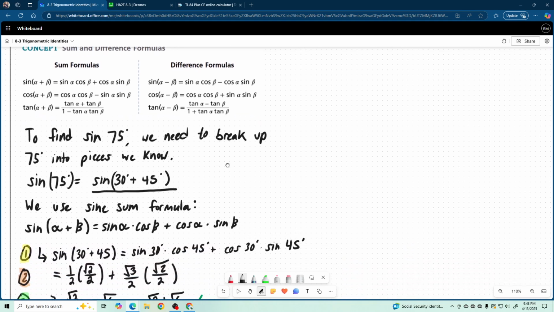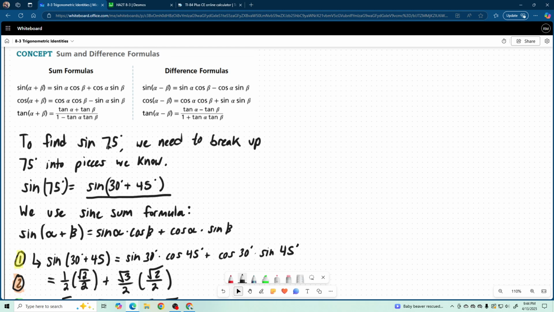All right, so the way to look at this is, in order to find sine of 75, we need to break up 75 degrees into pieces that we actually know. And if we think on a unit circle, there's a bunch of different degrees that we know, right? So if we just quickly draw a unit circle over here, we're mostly just worried about this first quadrant, because we could figure out the rest.